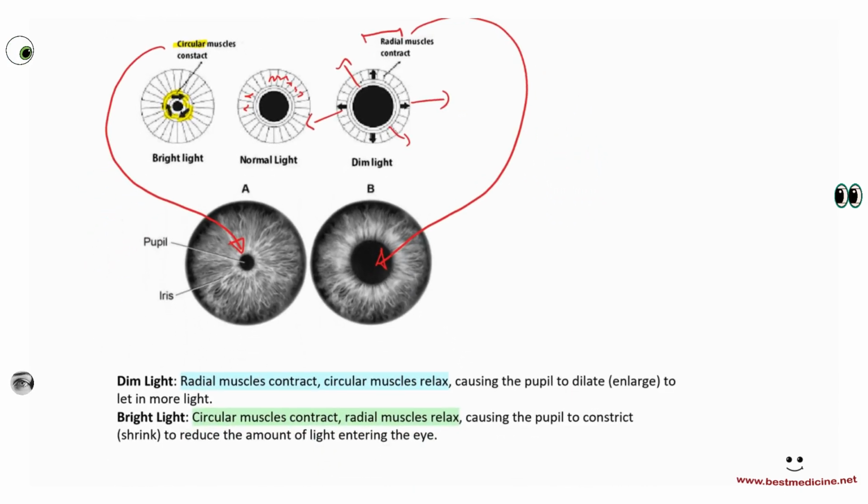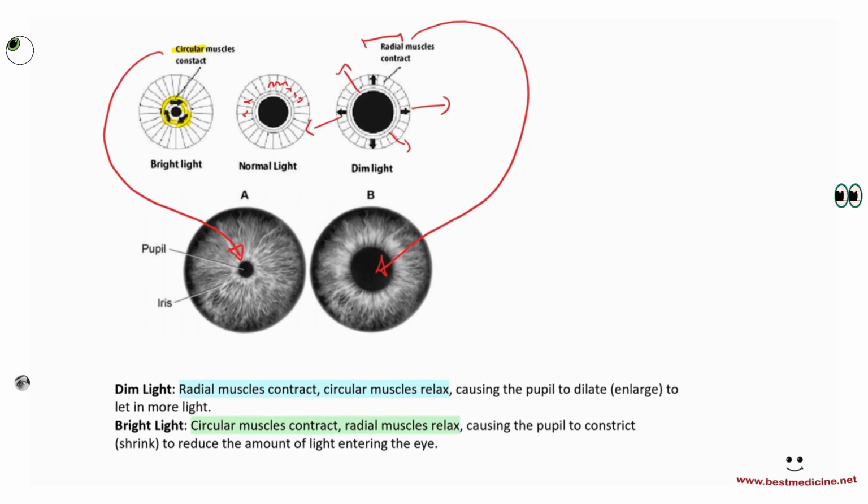So when you're in dim light, the radial muscles are going to contract, and circular muscles are going to relax, causing the pupil to dilate. When you're under bright light, for example out in the sun, circular muscles contract and radial muscles relax, causing the pupil to constrict. Okay? And this reduces the amount of light entering the eye.